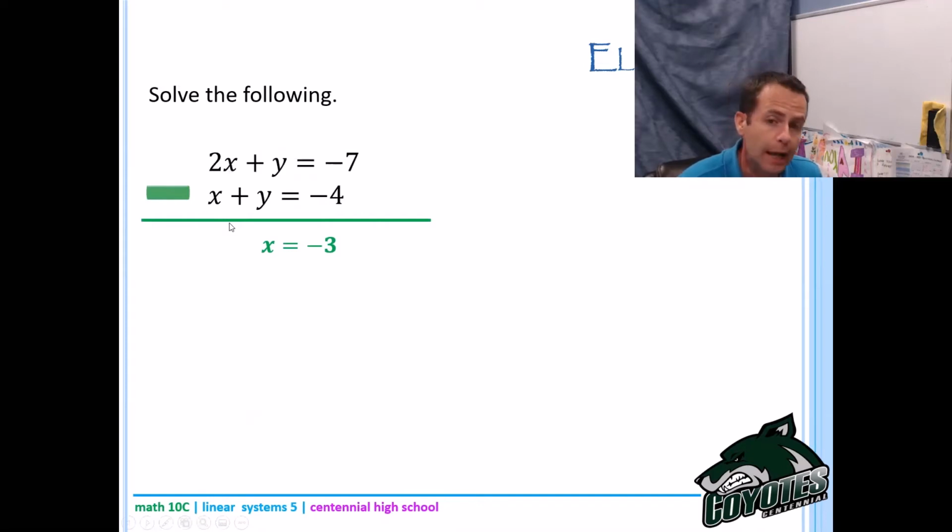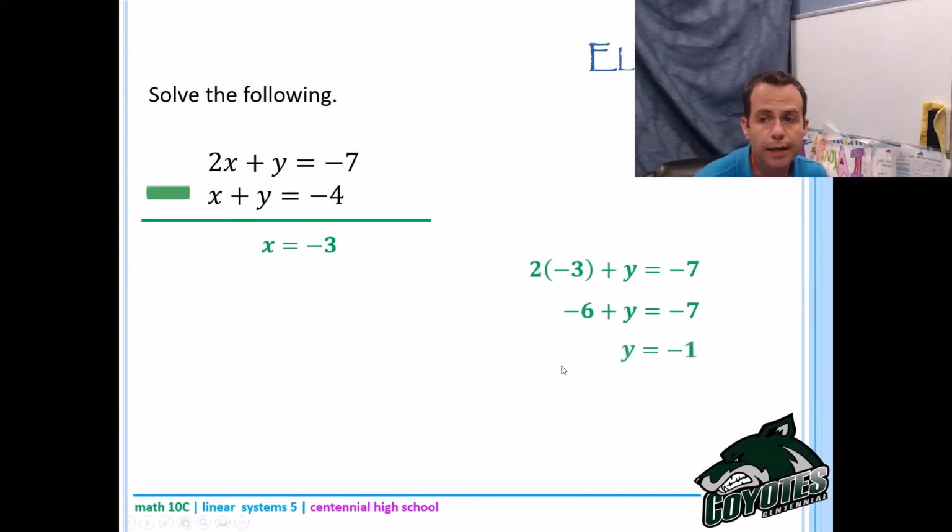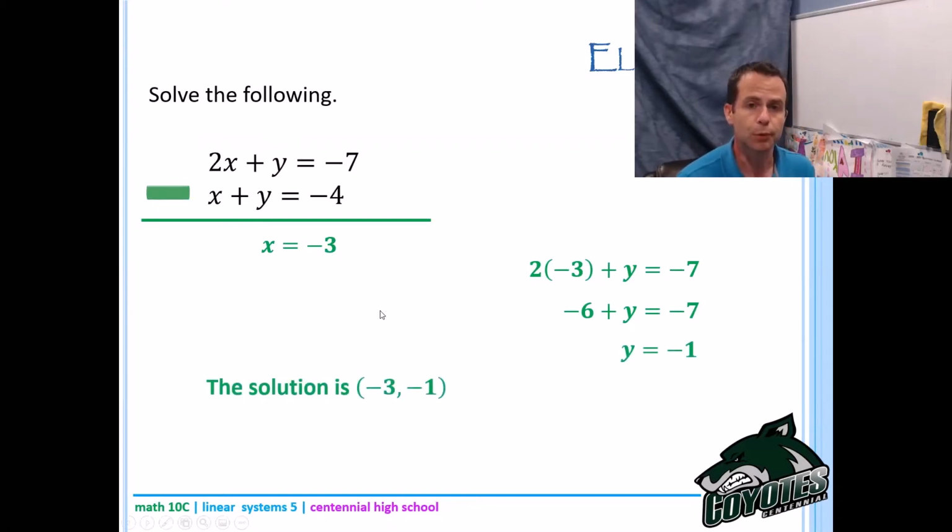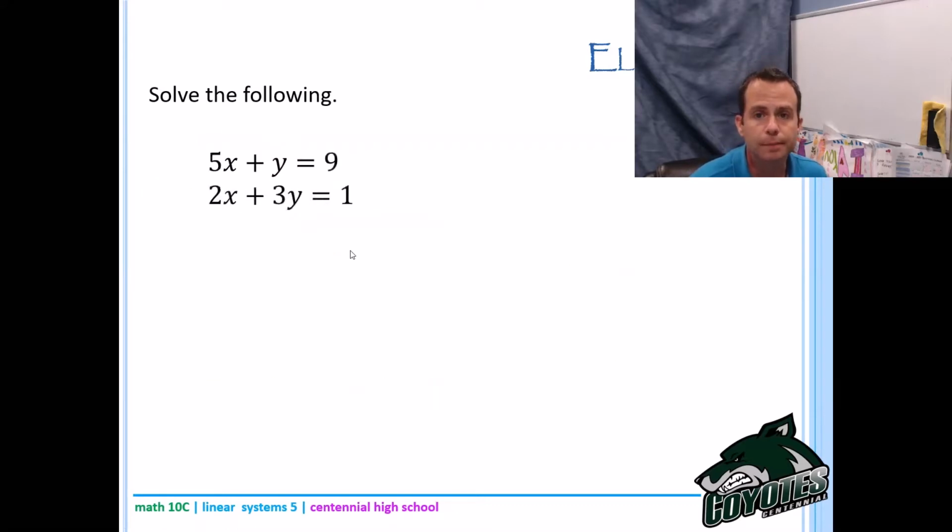Okay, so now that I know that x is -3, I'm going to plug that into one of my original equations and solve for the y that I don't know yet. So I get -6 plus y equals -7, add 6 to both sides, and y is -1. Okay, so now my solution is -3 comma -1. Okay, awesome. Okay, next guy.